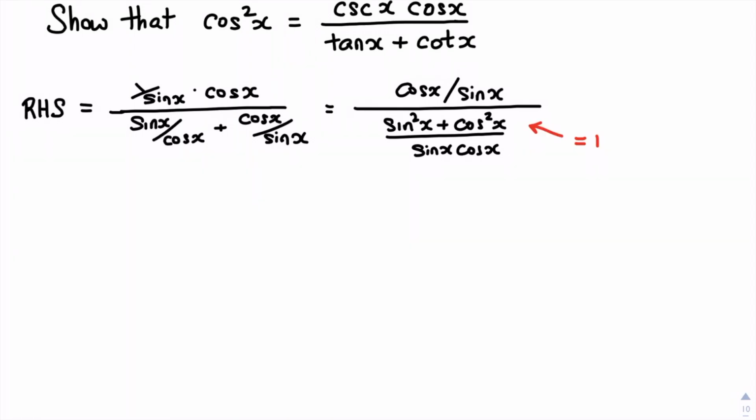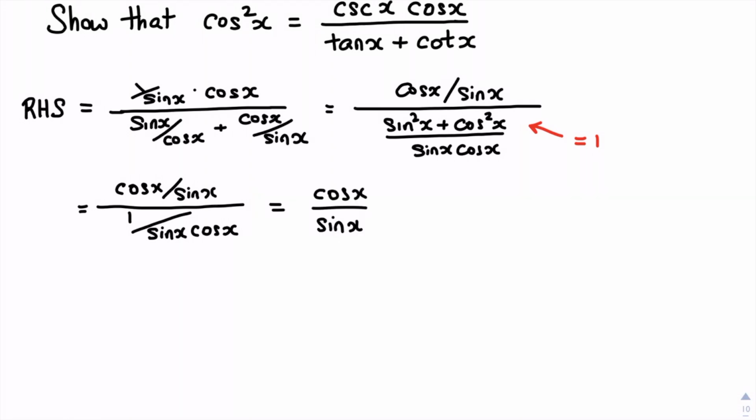And notice that this is equal to 1, so we can replace it with 1. And now we have a fraction, cos x over sine x, divided by another fraction, 1 over sine x cos x. And so here you have to be careful about simplifying fractions. The numerator becomes cos x over sine x, and for the denominator you have to flip it over to get this, and the sine x cancels, and what you have is cos square x, which is equal to the left-hand side.